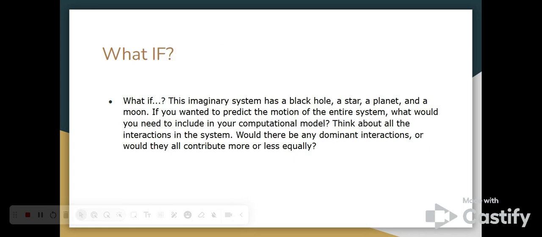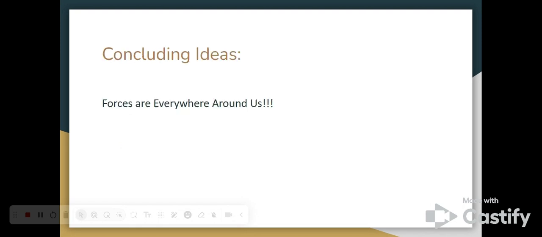So what if this imaginary system has a black hole, a star, a planet, and a moon? If I want to predict this, what would I include? Well, first off, I would include all of these. I would need their masses, their relative positions, their starting velocities, as well as everything that we had within the black hole coding and the rocket ship coding. I'd also need to know any relativistic facts about them.